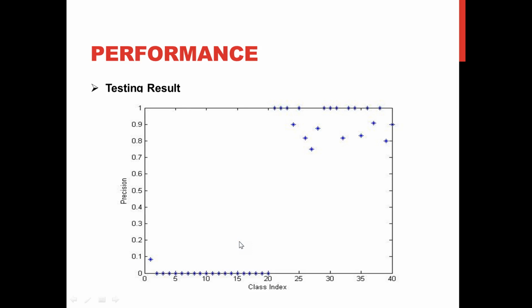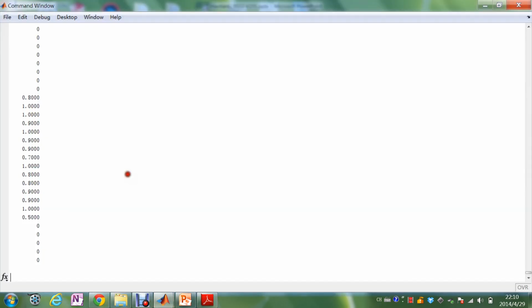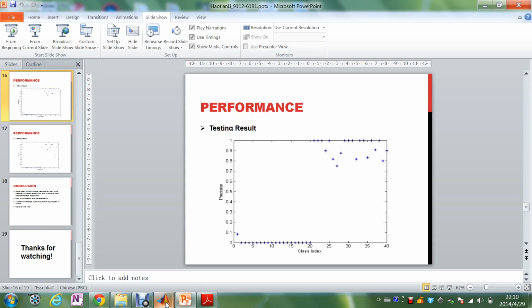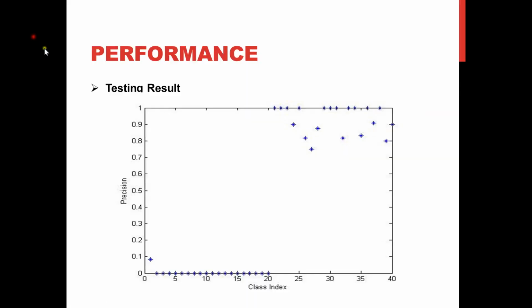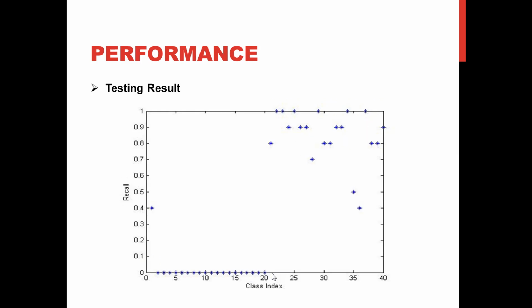Okay, so this is the testing result. The testing result is very weird. We do a very good job on the later 20 classes, but very poorly from class 0 to class 20. I double checked many times that my program is correct, but I don't know why this happens. The recall is the same: better on the later classes and poor on these classes.